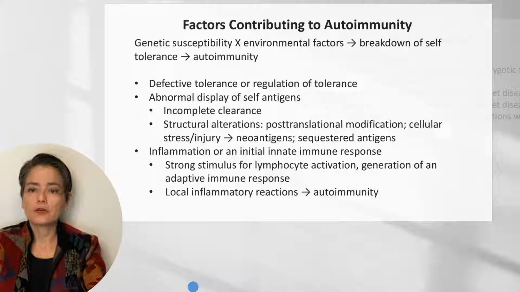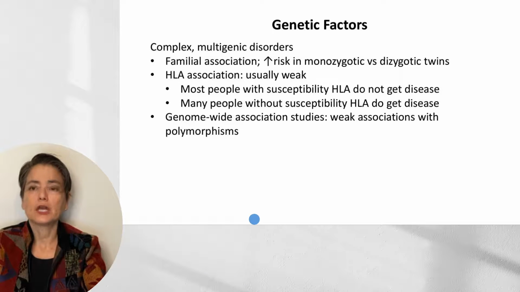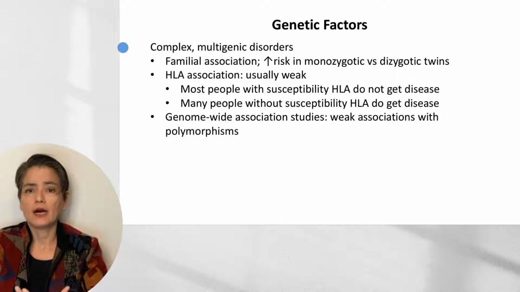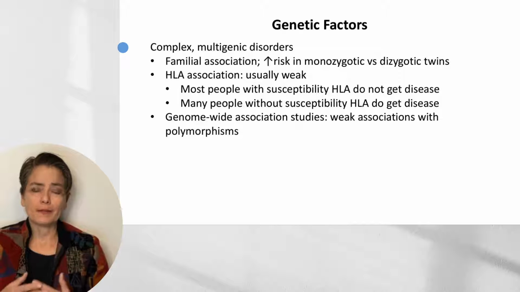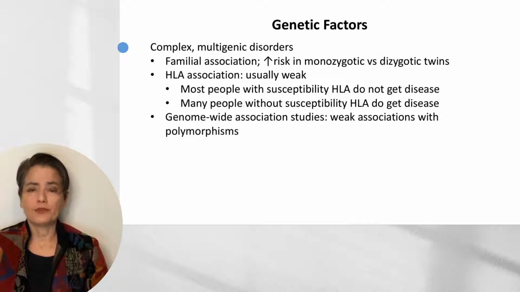Let's take a look first at the genetic factors. When we think about autoimmunity, these are very complex multigenic disorders. We don't think about a single gene disorder for these autoimmune diseases. There are a lot of factors in play, because this is a very complex pathogenesis. The reason we know that there are genetic contributors is that we have a familial association with an increased risk in monozygotic versus dizygotic twins, as well as certain HLA associations.